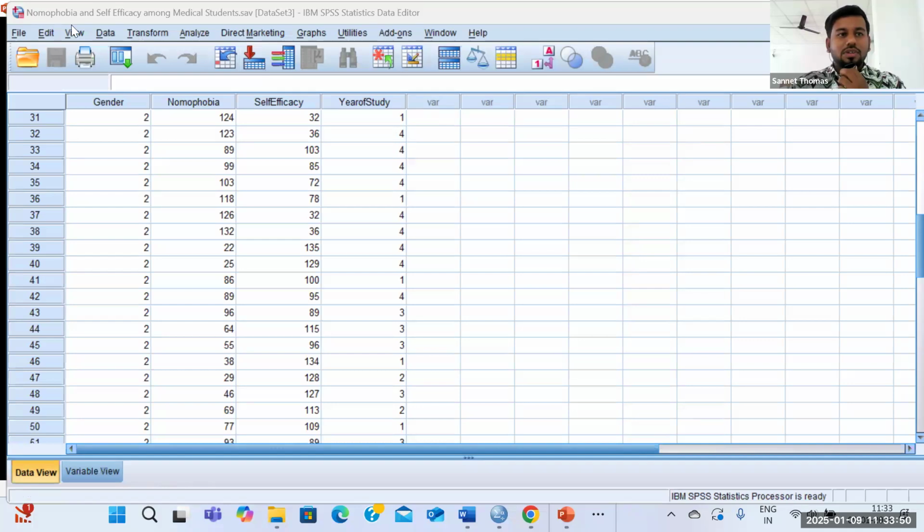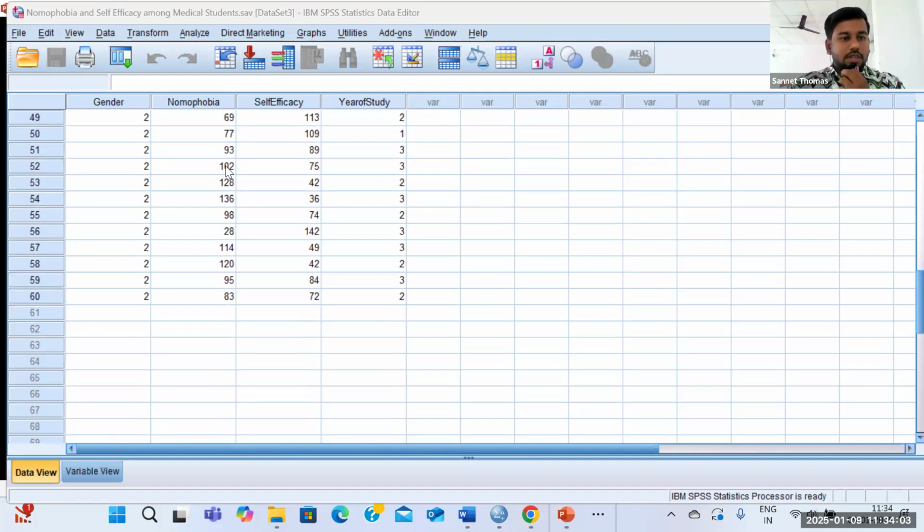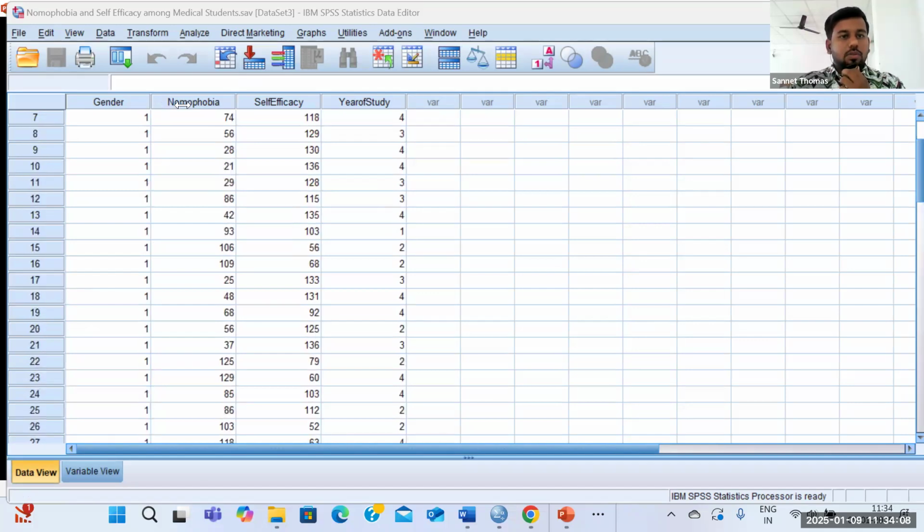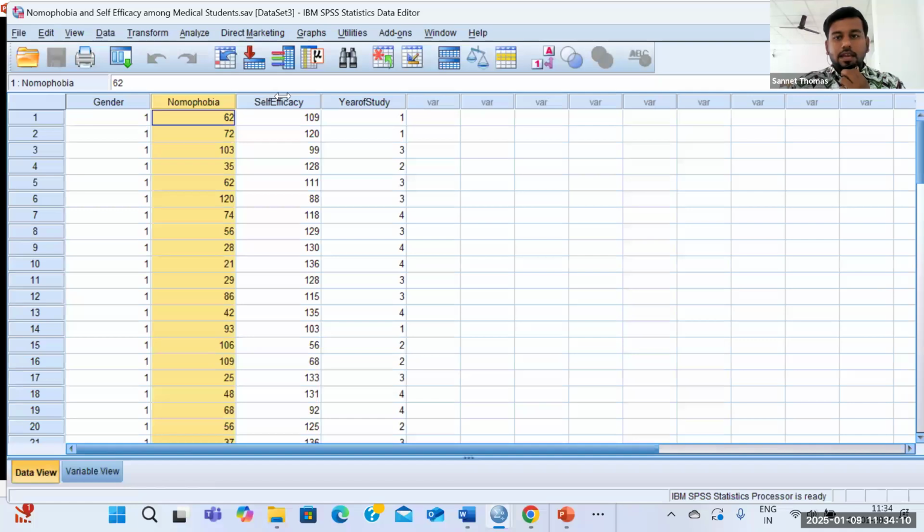This is one of the studies, a very small study. I think UG students can also understand. The study talks about nomophobia and self-efficacy among medical students. Nomophobia means no-mobile-phone phobia, a phobia related to mobile phone usage. Here we have a set of 60 data. You can see the nomophobia scores and self-efficacy scores here, and also gender and year of study. This data was taken from medical students, MBBS students.